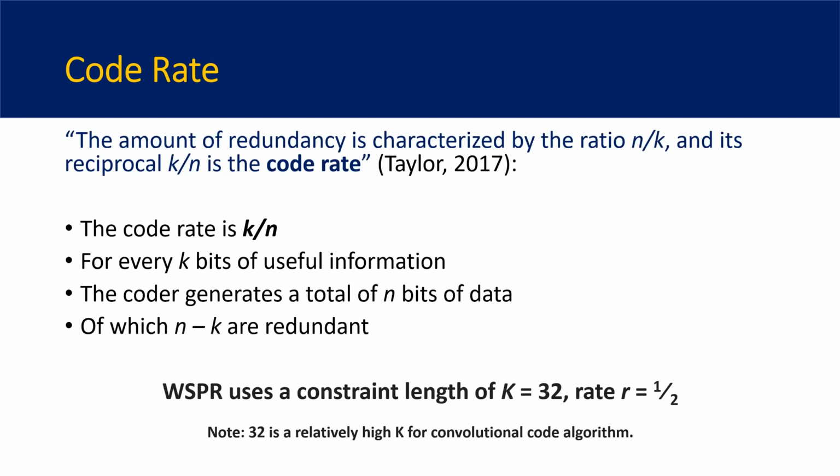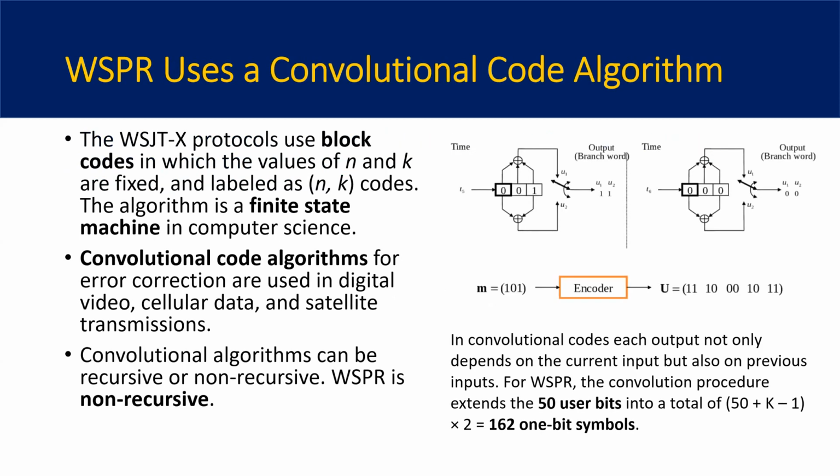Now for the algorithm that's used, called a convolutional code algorithm, 32 is actually a relatively high number, which ensures that those bits get sort of ramrodded through each 2-minute transmission of WSPR. So I won't go into this in much detail. Suffice to say that the algorithm that's used, in computer science terms, is a finite state machine. And these kinds of convolutional code algorithms are used in all other applications, like streaming digital video, cellular data transmission, satellite transmission, and so on and so forth.